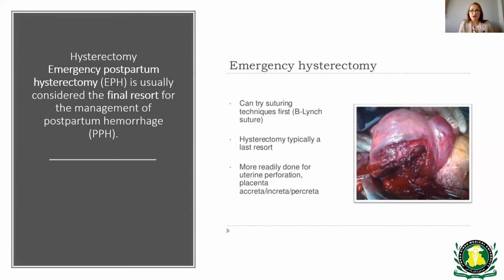So if you can try the B-Lynch suture first and it did not work, hysterectomy is typically a last resort, more readily done for uterine perforation or placenta accreta, increta, percreta. Since interventional radiology came into our hospital, our number of emergency hysterectomies for accreta and percreta has drastically reduced, which is a thankful thing to happen. But again, it is definitely not a dying art at all, and where these facilities are not available, hysterectomy is your lifesaver.